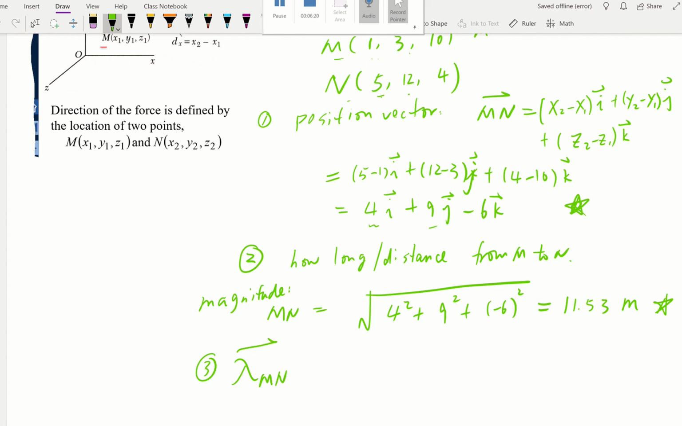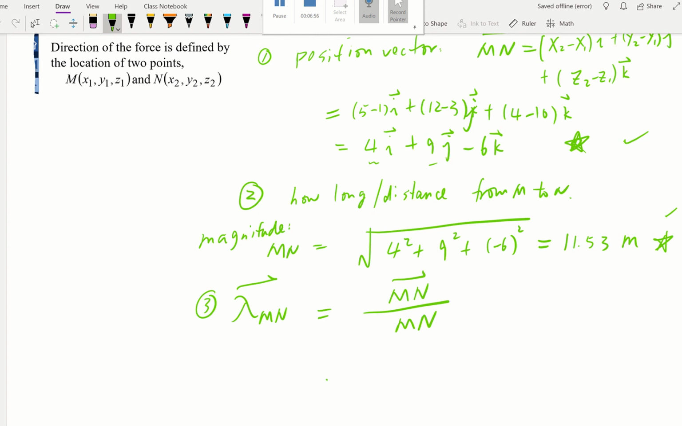So that unit vector tells us a direction from M to N, but has a magnitude of only 1. Let's go back to step 1. The position vector gives us the direction already, and step 2 gives us the distance. So how do we get lambda? We take the position vector MN and divide it by its own magnitude. In that situation, you only get the direction and the magnitude will be 1.